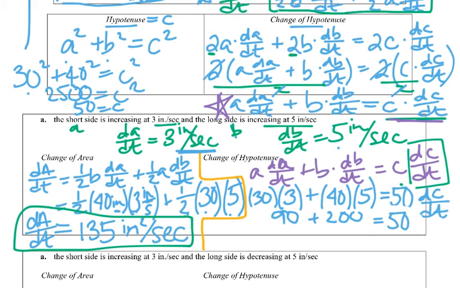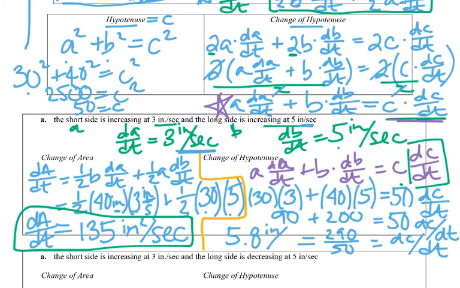Okay, then we have 290, and we want to divide by 50 to get dC/dt alone. So divide by 50 equals dC/dt. And when we plug that in, we get dC/dt is 5.8. And then when I think about units, we're in inches per second because we're talking about the change in the hypotenuse over time. Okay, so that's our final answer there. 5.8 inches per second is the rate of change for the hypotenuse.